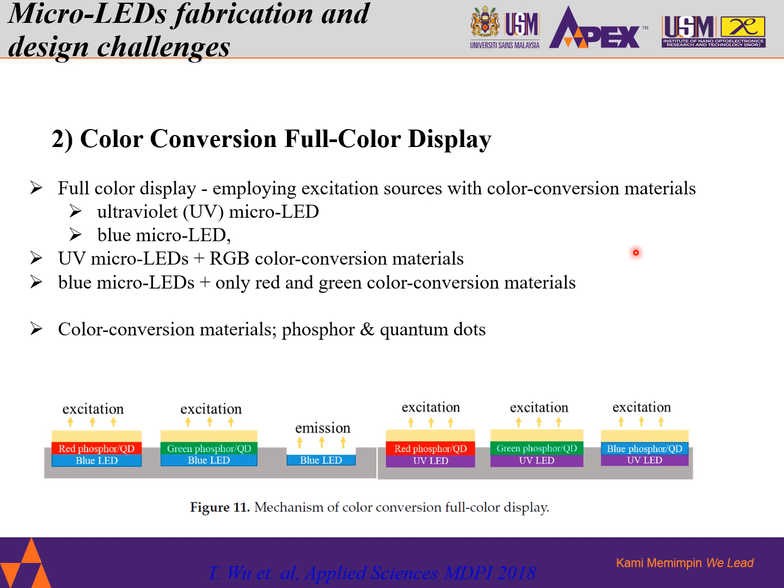So these two can be used to achieve this kind of full color display. However, both of these need color conversion materials such as phosphor and quantum dots. For example, this one is the blue micro LED, so we use red phosphor or quantum dots and green phosphor or quantum dots, without the blue ones because this is blue. The other one is using UV LED, so we have to use all of the colored phosphors: red phosphor, green phosphor, and blue phosphor. So this is the method to achieve full color conversion of a color display.